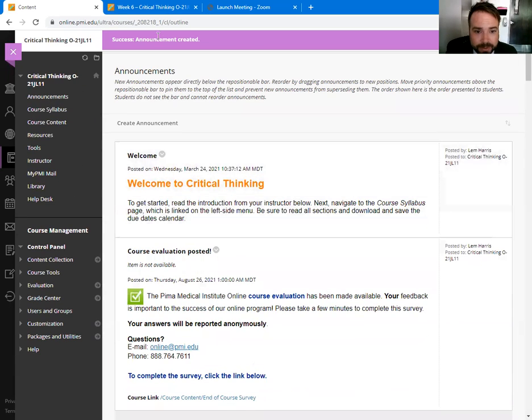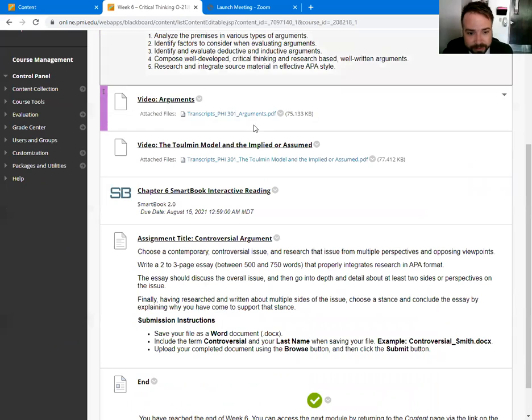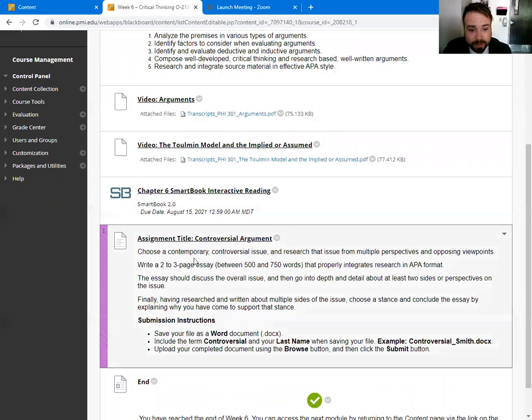All right, let's get into this actual assignment. So here it is. Assignment title, controversial argument. Choose a contemporary controversial issue and research that issue from multiple perspectives and opposing viewpoints. Real quick, let's talk about what contemporary and controversial means. Contemporary means it's happening right now. It's an issue that is relevant to us in 2021, an issue that is still being debated and argued about. And controversial simply means that there are at least 2 sides and likely multiple other sides to the issue.